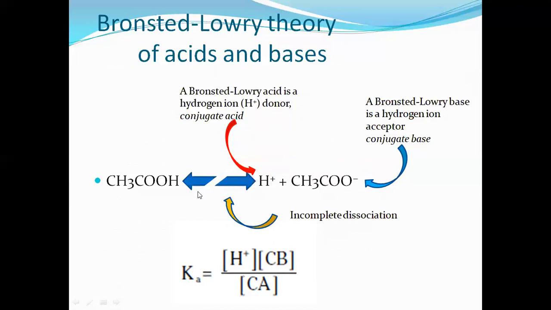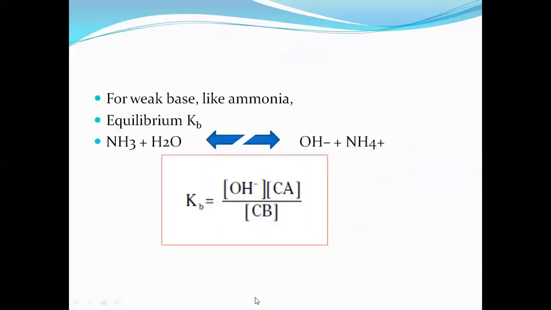And the bidirectional arrow denotes incomplete dissociation so that it is in equilibrium. So here for equilibrium for this acid, we can calculate as hydrogen ion concentration and conjugate base by conjugate acid concentration. So remember, for acid, this conjugate acid will be at the bottom. Just like that, for weak bases like ammonia, we can calculate the constant for base. So when we take a base, the conjugate base will be at the bottom. So that is the shortcut to remember.